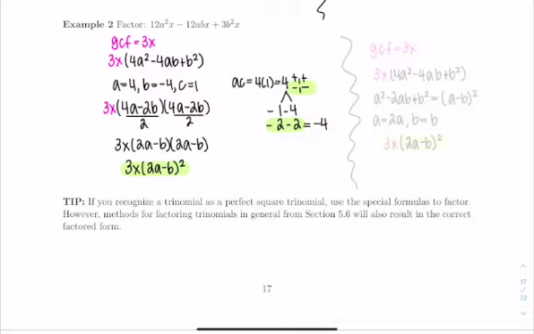If we want to use the formula, you still have to take the GCF out first.